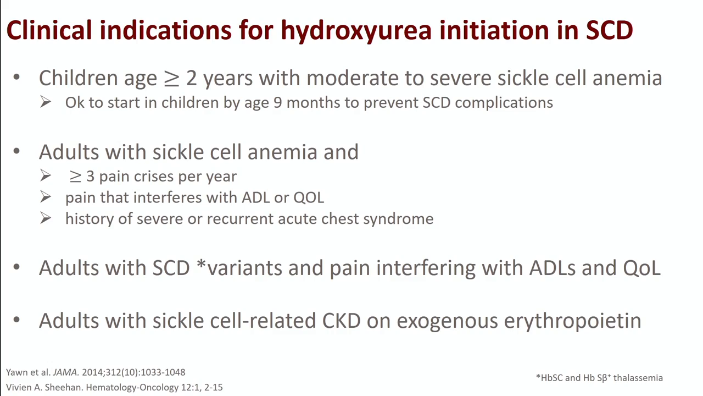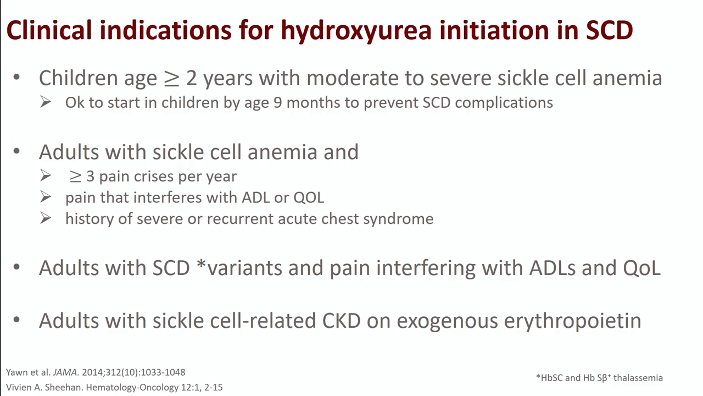So the FDA clinical indications for hydroxyurea in sickle cell disease are for children 2 years and older, but it's okay. There's a wealth of evidence, mostly from the BABY HUG trial, that you can use hydroxyurea in children as young as 9 months of age, and they essentially don't have any complications of sickle cell disease if they're started that young.